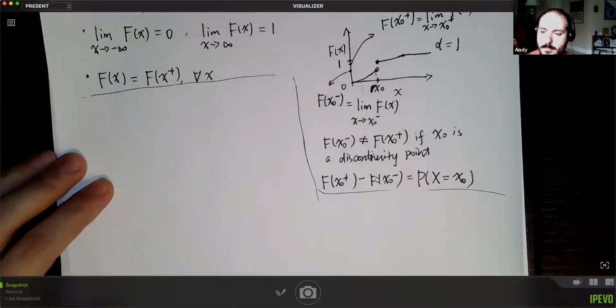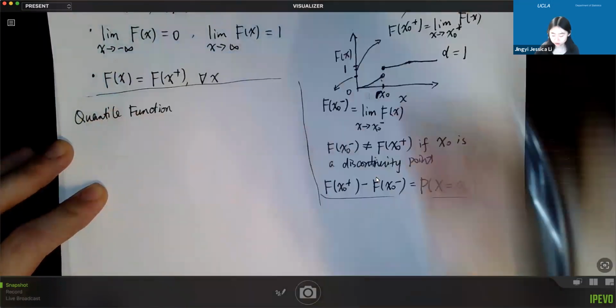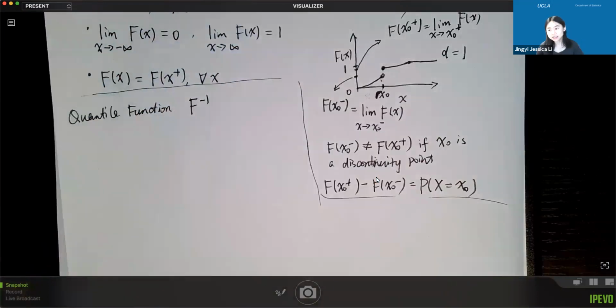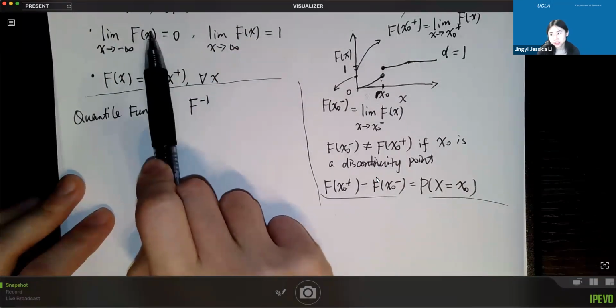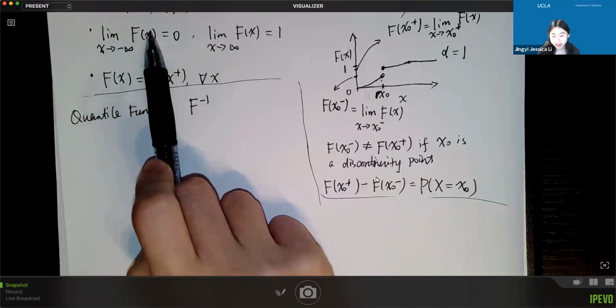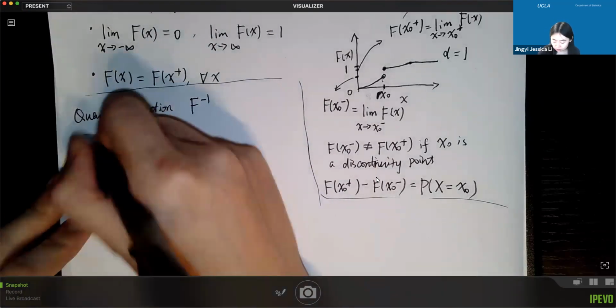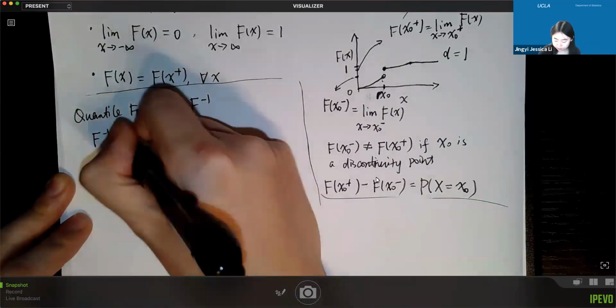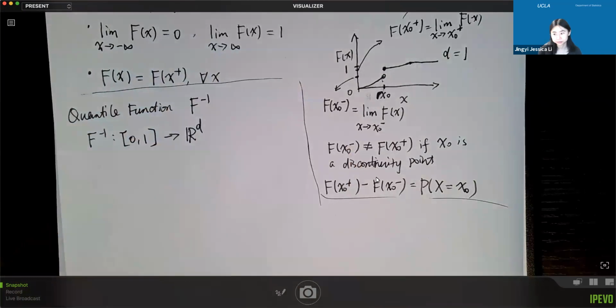Okay, the next important concept is what we call the quantile function. We use the notation F inverse. By definition, it's an inverse of the CDF. What we know about the CDF is that it maps from a point in our domain to a value between 0 and 1. If we take the inverse, the quantile function maps a value from 0 to 1 to a point in our domain. In mathematical notation, F inverse maps from the interval 0 to 1 to R^d, our domain for the random variable. And then how does it do that?